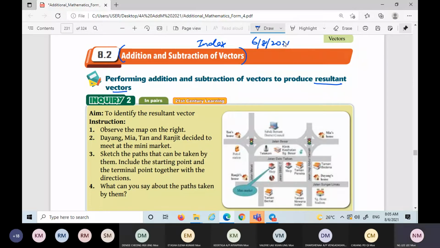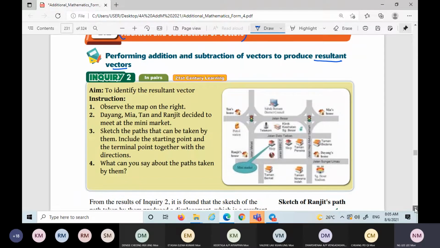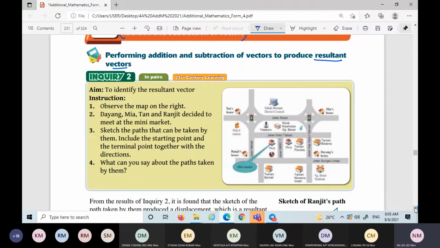Yesterday I did ask whether you have learned resultant vector in your physics or not. Then you told me that this is the first time you heard of a resultant vector. Resultant vector actually is you combine two or more vectors. I give you one very simple example, and this question will always come out in the exam.